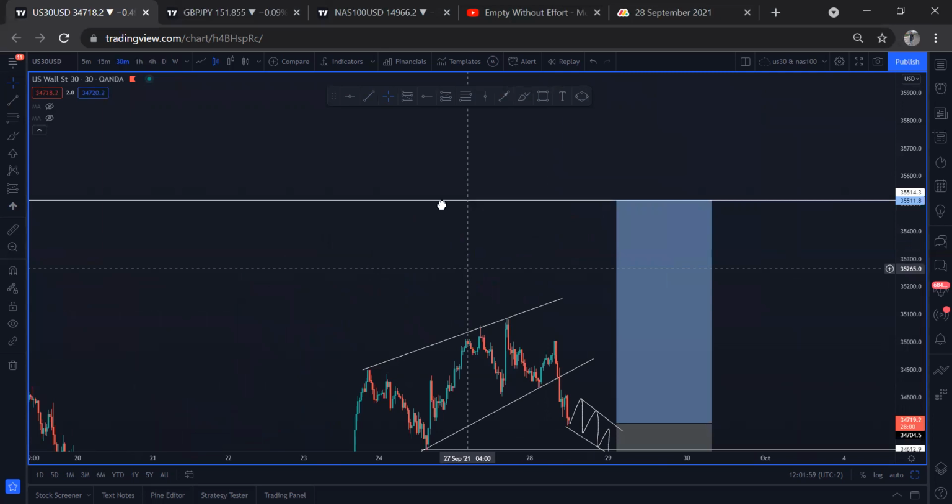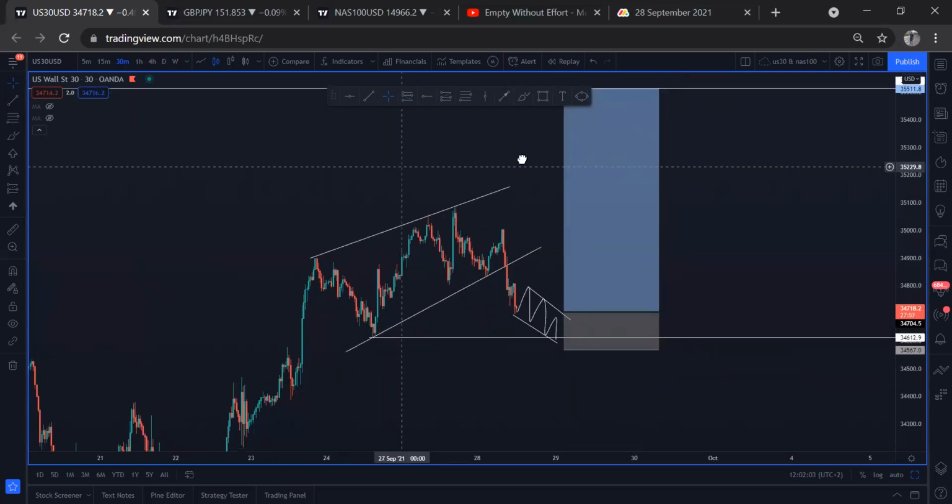Make sure, guys, that you practice this strategy. Super nice and simple, and backtest it as well.